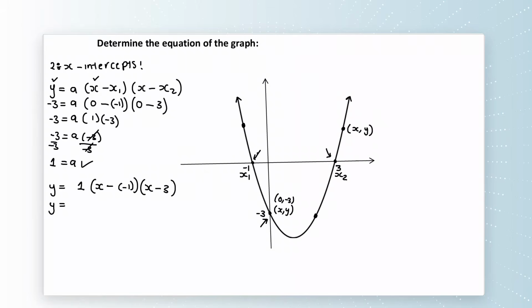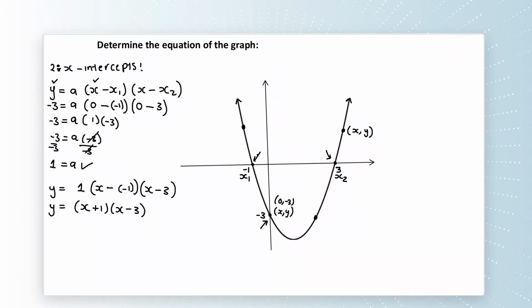All you have to do now is just to multiply. 1 multiplied by anything is just going to be that thing. Let's work out the brackets now. x, negative times negative is going to be positive. And then we have x minus 3. Now what we have to do is the FOIL. We have to multiply the brackets. x times x is going to be x squared. x times minus 3, minus 3x. 1 times x, x. 1 times minus 3, minus 3. Then you consolidate. y equals x squared minus 3x plus x is going to be minus 2x, minus 3. And that gives us the equation of that graph.